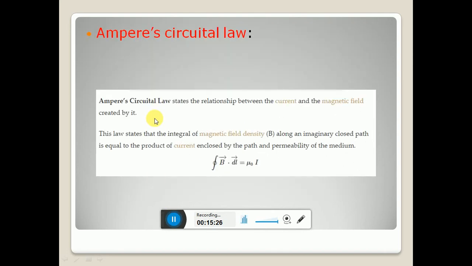Next one, after completing Biot and Savart's law, the next important law relating to these magnetic effects is Ampere's circuital law. Ampere's circuital law states that the magnetic field intensity along an imaginary closed path is equal to the product of the current enclosed by the path and the permeability of the medium. This is a closed integral: B dot dl is equal to mu naught into I.